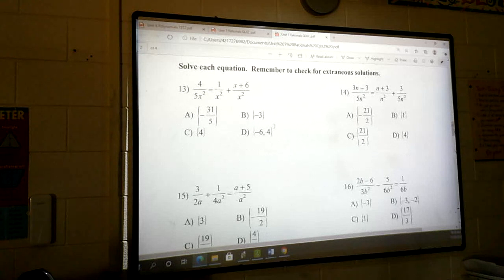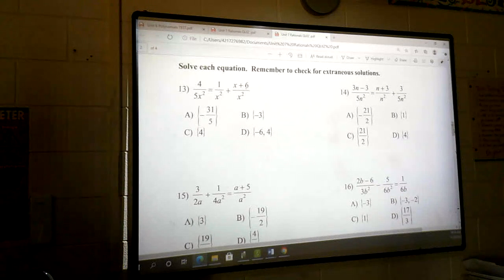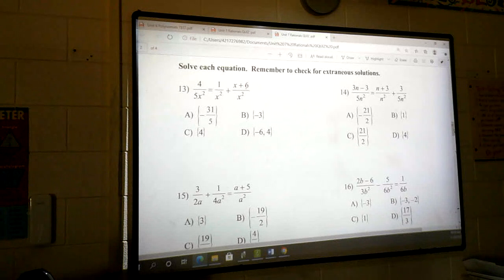For equations, remember you need to get the least common denominator. The least common denominator here would be 5x squared. So this one's good to go. You've got to multiply this by 5 and multiply this by 5. Once you've done that, you can cancel out the bottom and solve it like a regular equation. In 14, it looks like it'd be 5n squared. Here it would be 4a squared. Very simple to find the least common denominator and then just cancel them out.